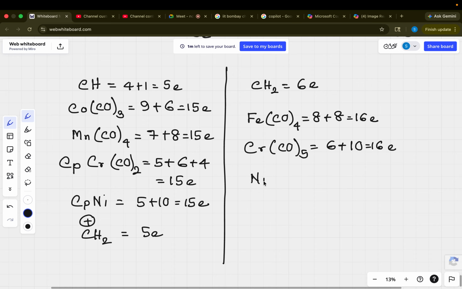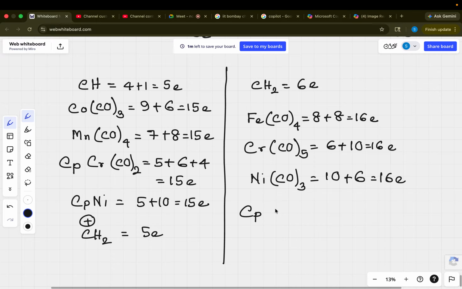Suppose you have Ni(CO)3. So from the nickel center you will get how many electrons? 10 electrons, and from 3 carbonyls you will get 6 electrons. So again 16. Nickel means what? 3d8 4s2. So 10 electrons in total.